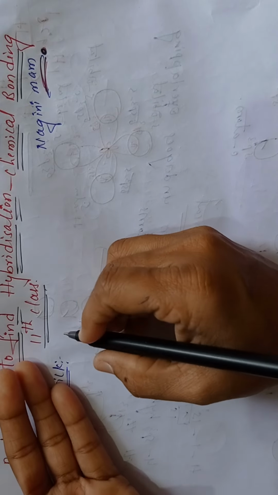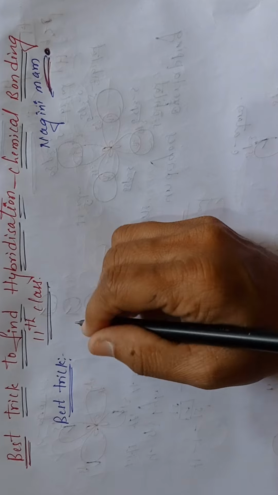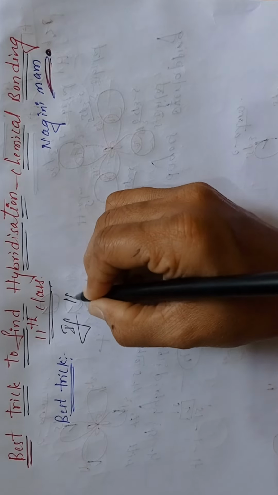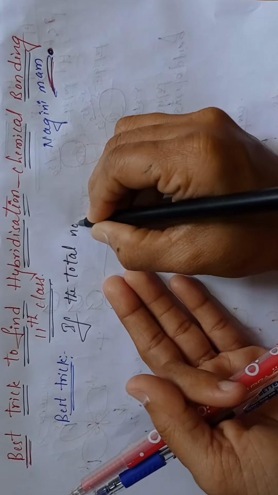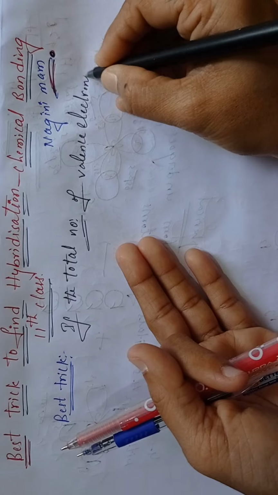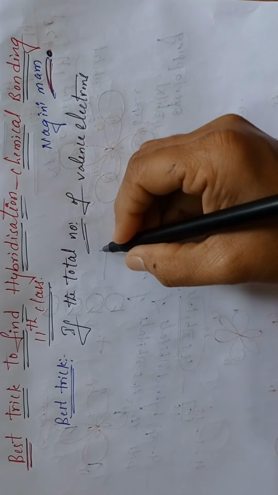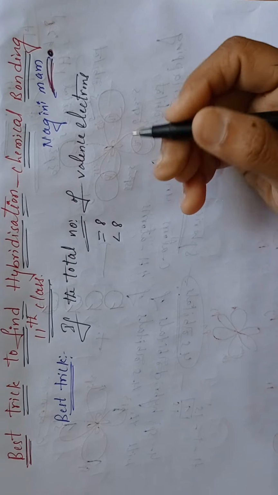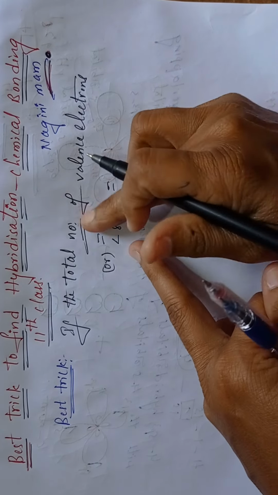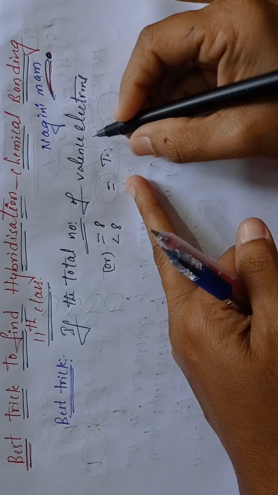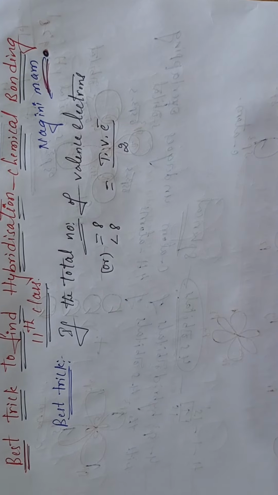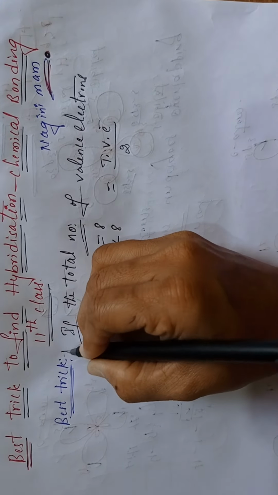If the total number of valence electrons is equal to 8 or less than 8, clear, equal to 8 or less than 8, then this total number of valence electrons should be divided by 2. Clear, this is the first trick, students, this is the best trick, the first one.